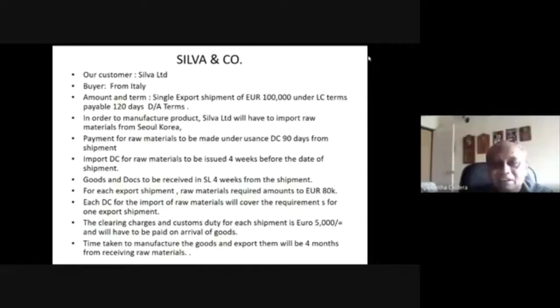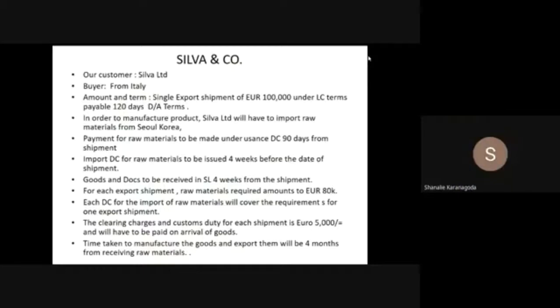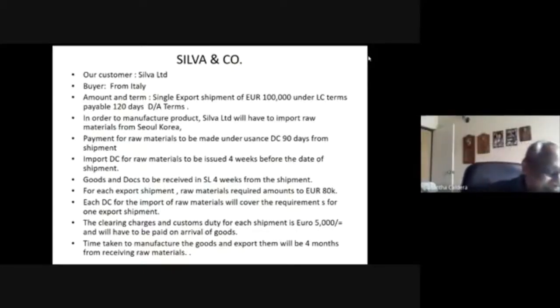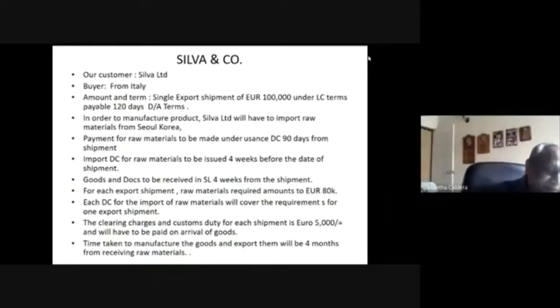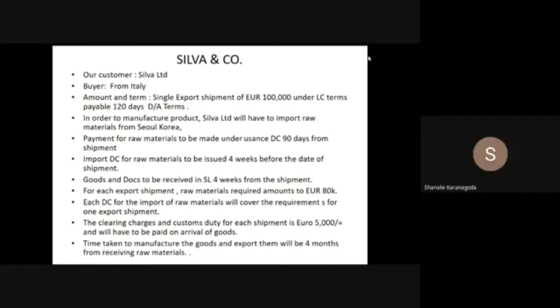Making it very clear: the time taken to manufacture the goods and export them will be 4 months from receiving raw material. Will be 4 months. From the goods and documents, acceptance payment 2 inches, export of goods. Now, the goods and documents in the export of goods, within brackets, how many months do we mark? 4 months. Very good. 4 months.